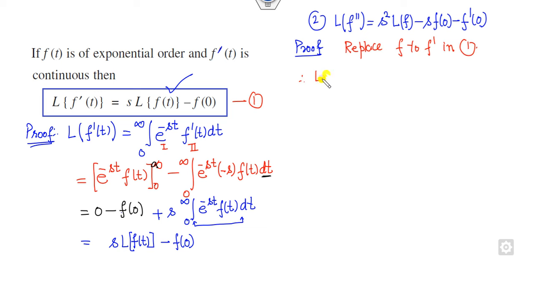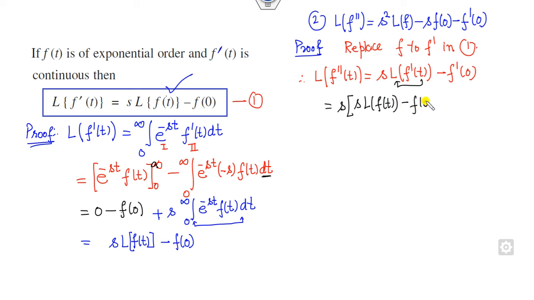What is the meaning? What is the left hand side? This is f replaced by f dash and its derivative, so it is f double dash of t. The right hand side is s L of f dash minus f dash of 0. Now I can substitute this value from equation number 1. It will be s times L of f of t minus f of 0. Clearly, if you open this bracket, you will get the same result as here: s square L of f minus s f of 0 minus f dash of 0.